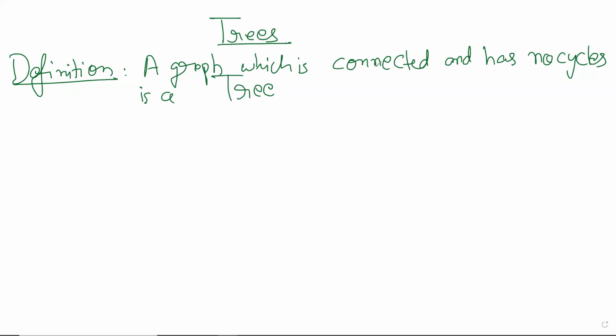Now, again, let's just quickly review what connected means. Connected here means that between any 2 points, there will be a path, using the lines that are there in the graph. We'll give some examples, but there will be a path. And there are no cycles.